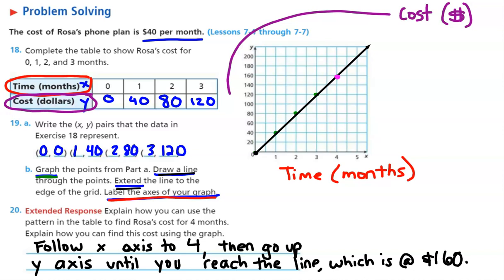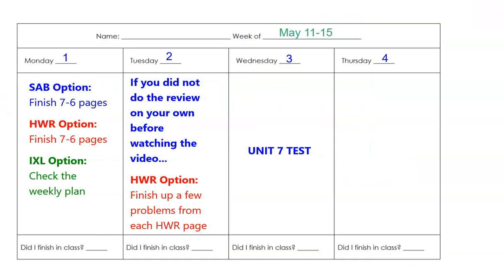All right, so here's the deal. You are done for today. That's great. You just did your review. If you're like me and you want to just get something like this done, you could actually go ahead and do your Unit 7 test now. But if you need a break, you're fine. That's your assignment for tomorrow.